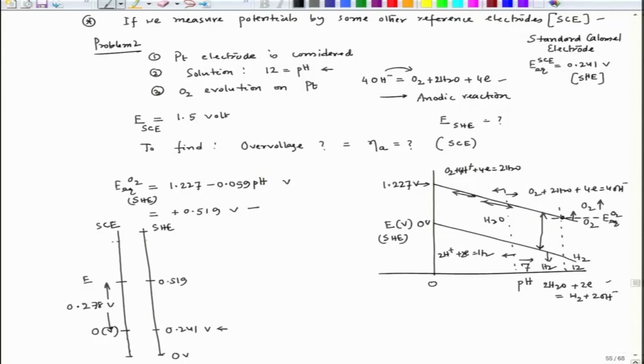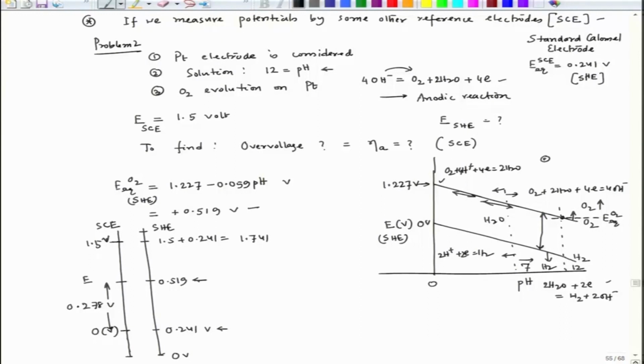With standard calomel electrode, this is 1.5 volt. Now, this is the potential we have measured with reference to standard calomel electrode. With reference to standard hydrogen electrode, this potential would become 1.5 plus 0.241 equal to 1.741. That means this potential is way beyond the equilibrium potential, so of course oxygen evolution would take place.